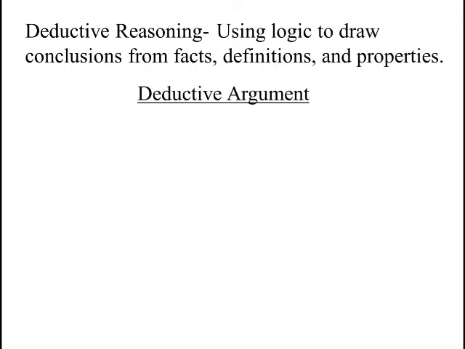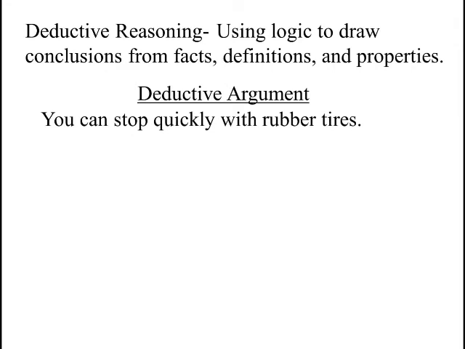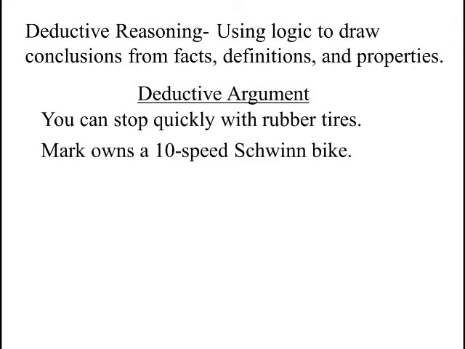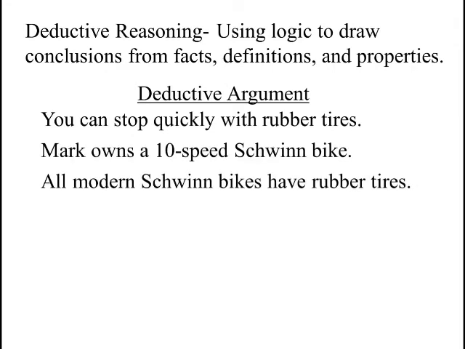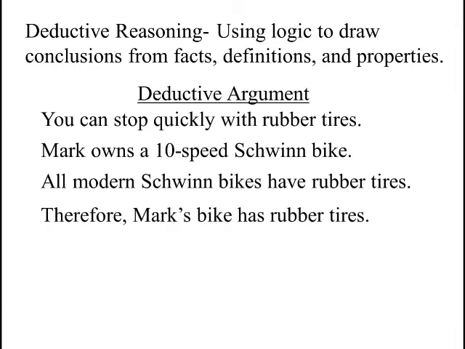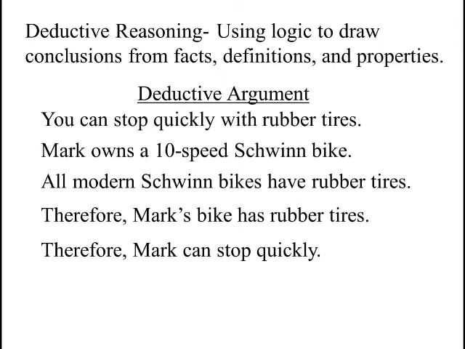Okay, now we're going to switch gears and look at types of deductive reasoning. Let's just go over what a deductive argument is again. You can stop quickly with rubber tires. Mark owns a 10-speed Schwinn bike. All modern Schwinn bikes have rubber tires. Therefore, Mark's bike has rubber tires. Therefore, Mark can stop quickly.